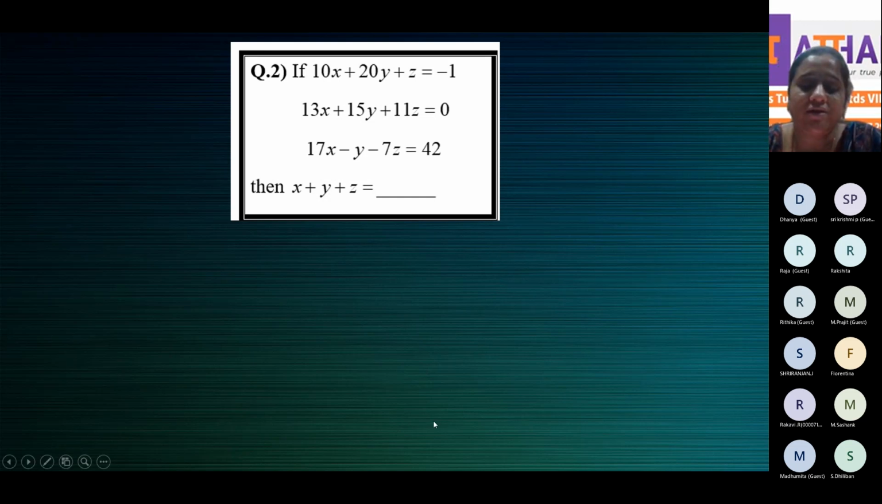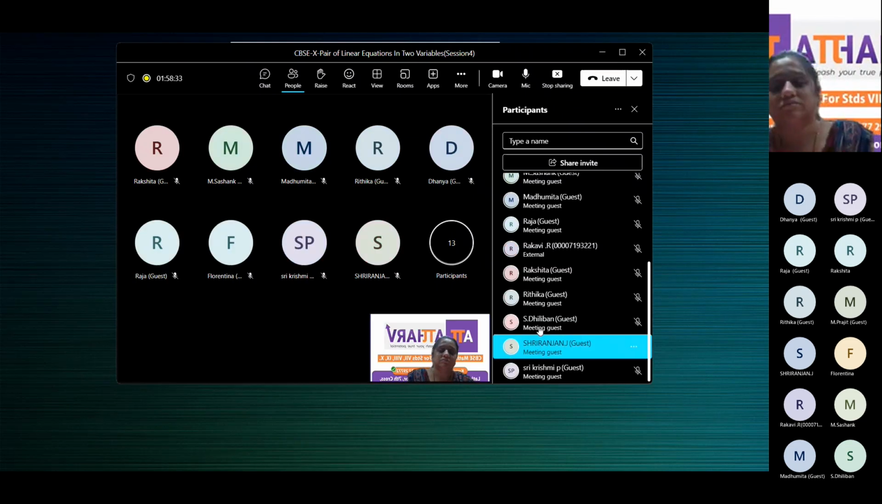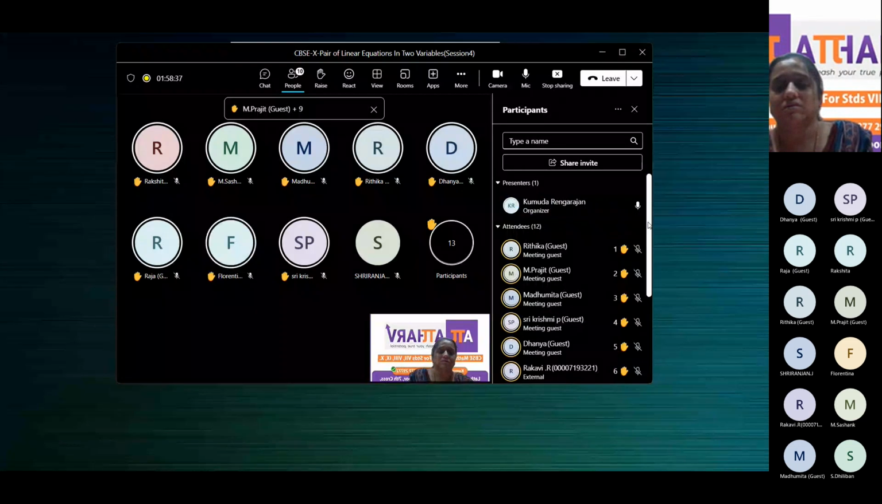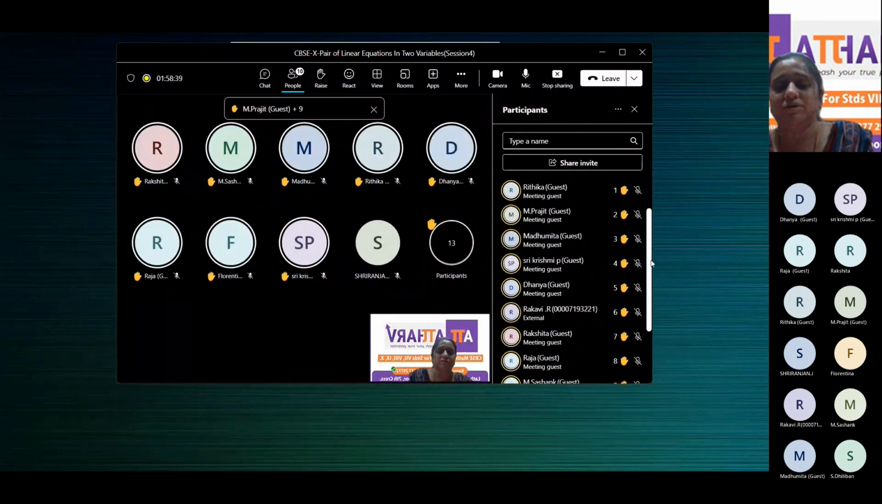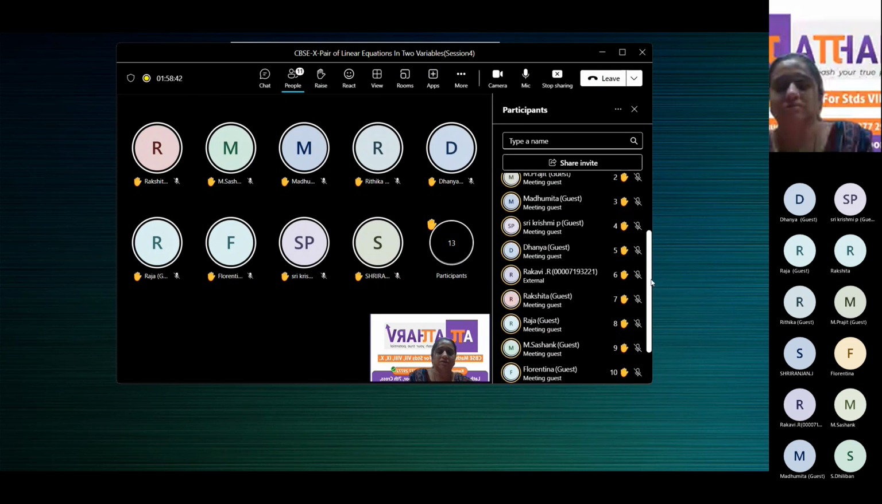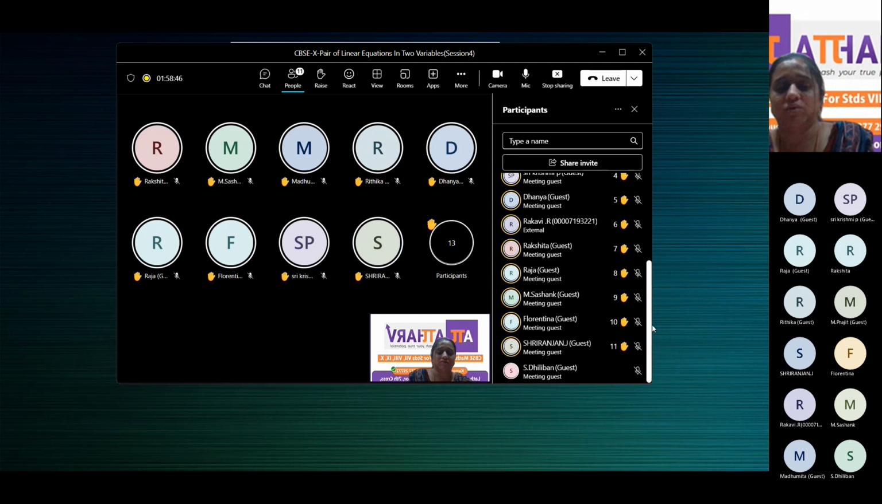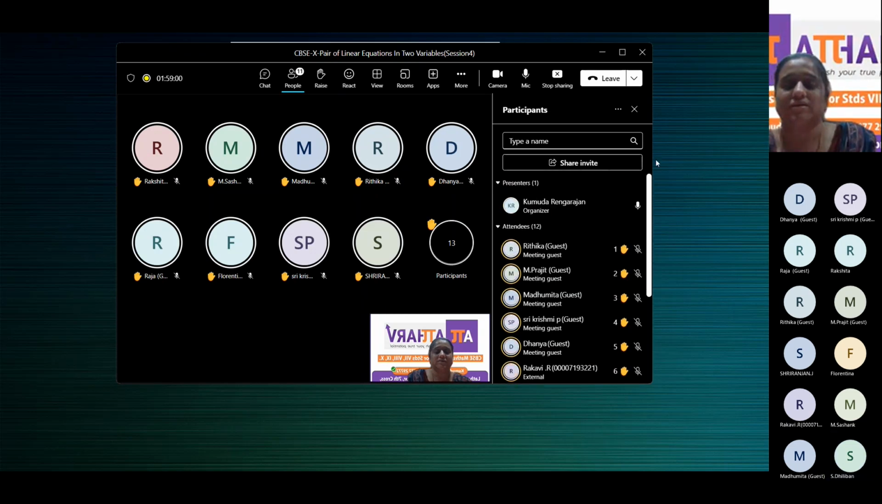Class, use the emoji. Raise your hand. Ritika, Prajit, Madhumita, Krishmi, Danya, Raghavi, Rakshita, Raja, Sashank, Florentina, Shri Ranjan, and Diliban. Okay. Diliban, are you there? Yes, ma'am. Okay, very good, children. Fine, continue.